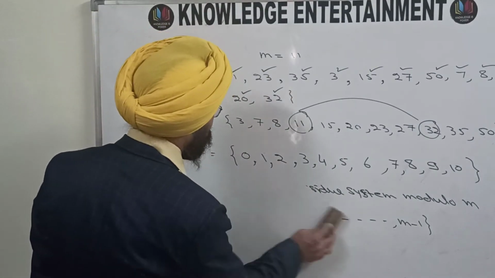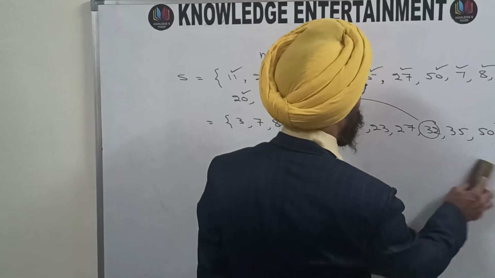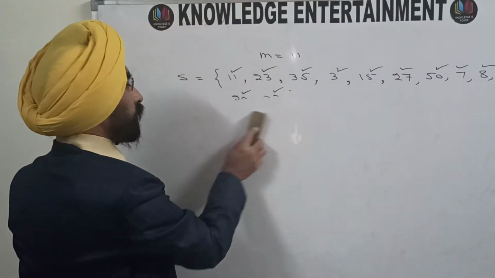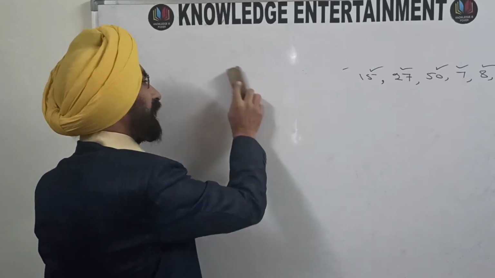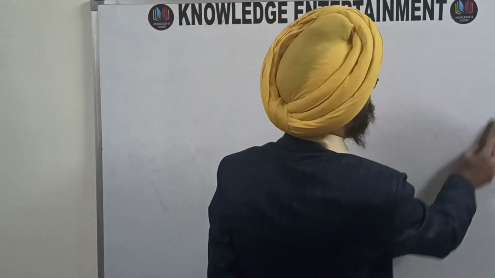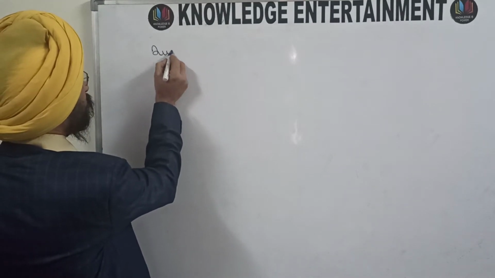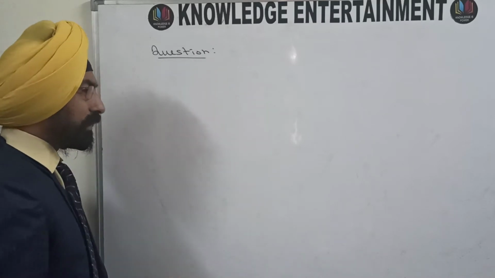But then there is one more thing, that is a reduced residue system modulo m. But before moving on to that, I would like to prove one or two theorems, one or two results, and then I'll define reduced residue system modulo m. So let us have one problem. You can say question, you can say theorem, you can say lemma, anything. So this is a question.